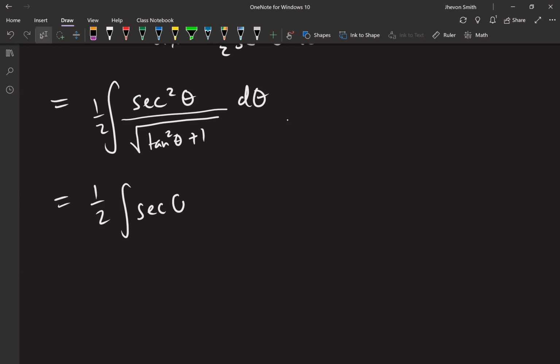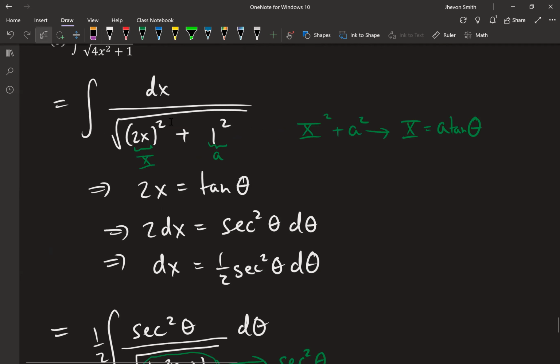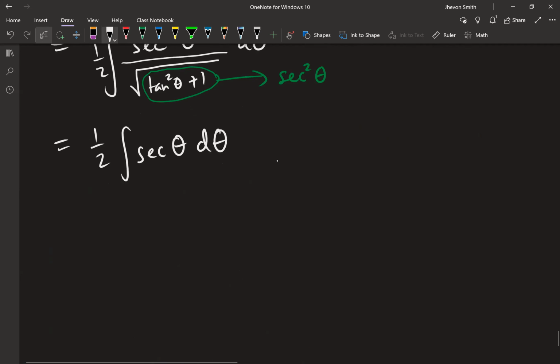And so once again, this is the integral of secant, because this guy in here is secant squared, and then you take the radical of it, so you just get secant. Secant squared divided by secant is secant. So we have that by just plugging in our substitutions. We saw this one earlier. Integral of secant is ln of the absolute value of secant theta plus tangent theta.